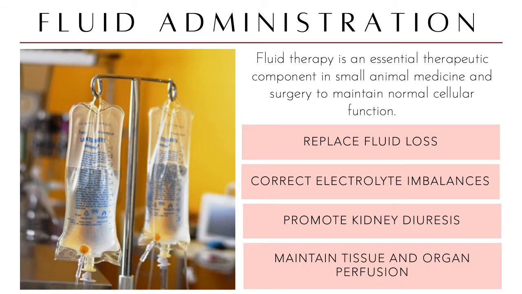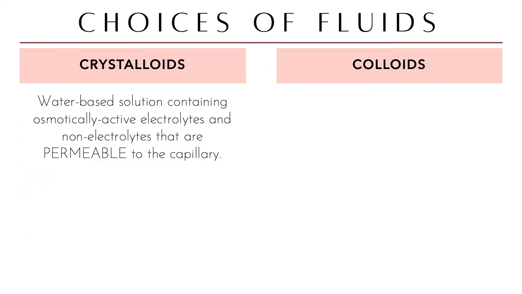and organ perfusion. Because if there is no blood, if there is not enough water passing through the blood vessels, then there will be a problem with how perfused, or how efficient, oxygen delivery is to the peripheral tissues. There are a lot of fluids available, and they each have their own indications as to why we give them. The general categories of fluids are crystalloids versus colloids.